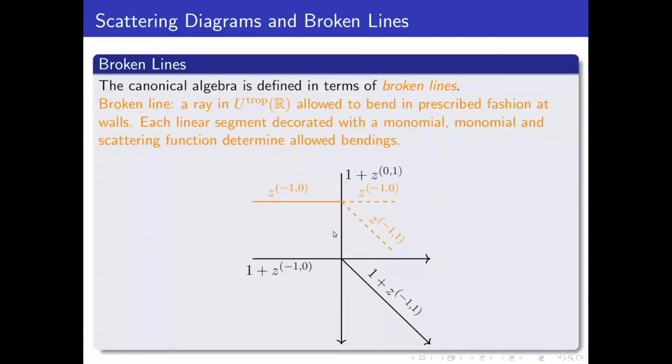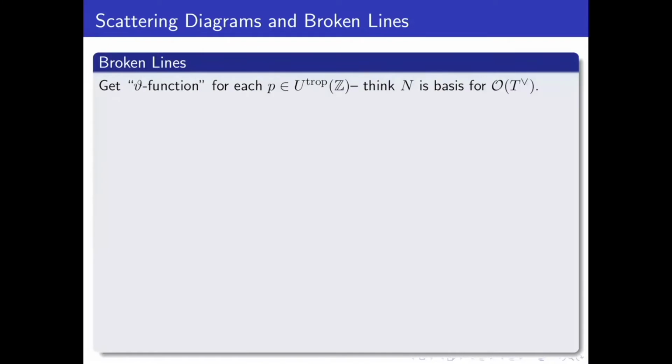So how do we use these to get a basis of regular functions on the mirror? So we'll get one theta function for each integral tropical point P in U trop Z. So this is like saying that the co-character lattice of a torus is a basis for regular functions on the dual torus. Here we'll have integral tropical points of U, corresponding to divisors we can add to U, being a basis for regular functions on the mirror U check.